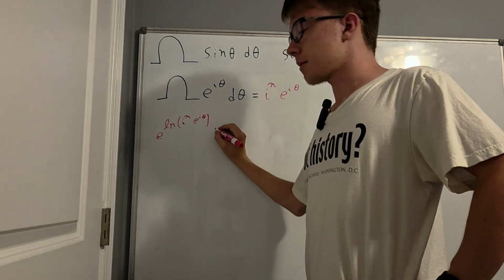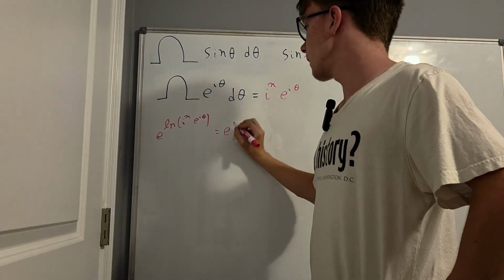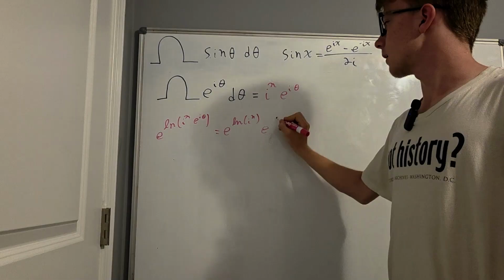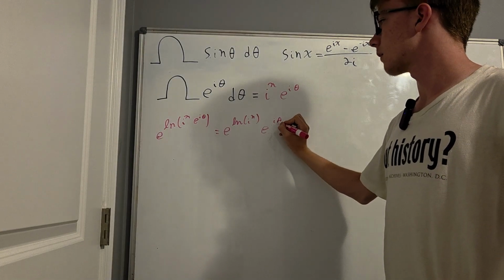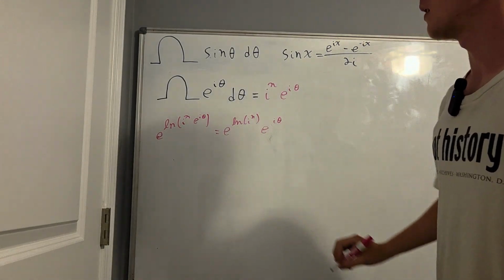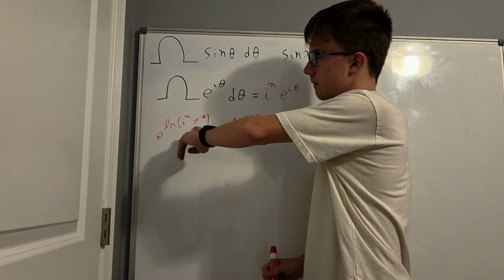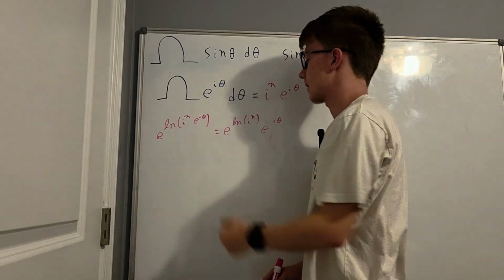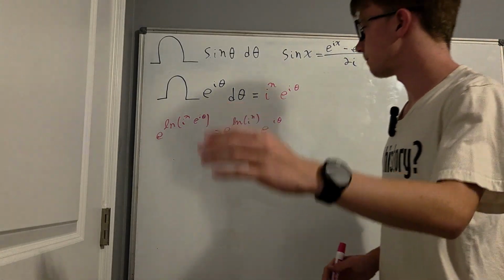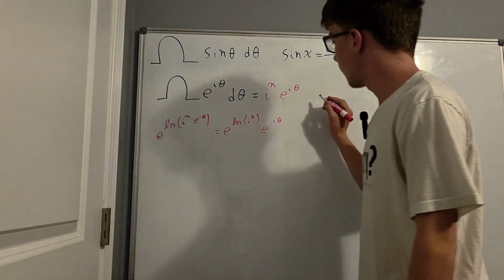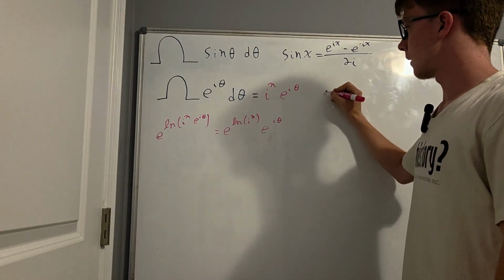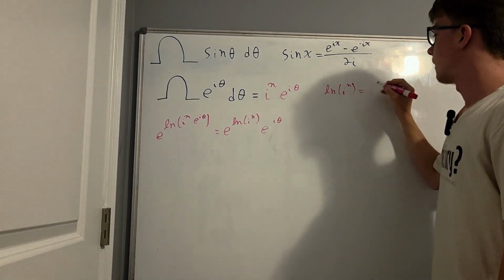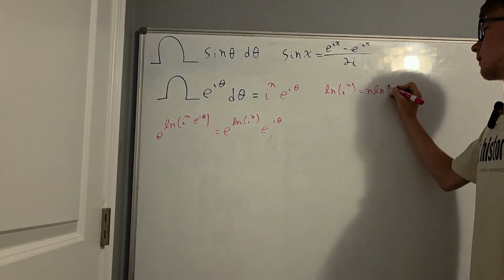And I can actually split this apart into e to the ln of i to the n, times e to the i theta. Because when I'm taking this apart, it's going to be e to the ln of e to the i theta. That's going to cancel out, so I'm just left with e to the i theta. That's fine. Now, right here, what's the natural log of i to the n? n natural log of i.